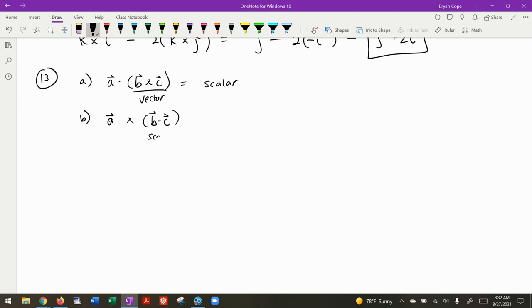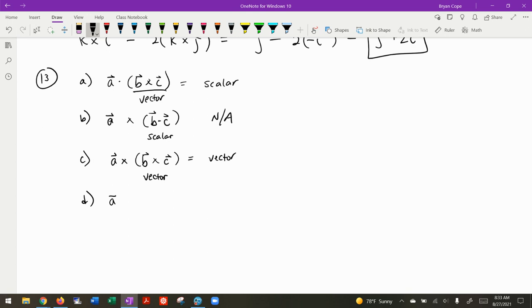Part b, a cross b dot c. Well, b dot c is a scalar, and you can't cross a scalar with a vector, so this is not meaningful. We'll just say NA. C, a cross b cross c. The cross product of two vectors is a vector, so a crossed with a vector is another vector.